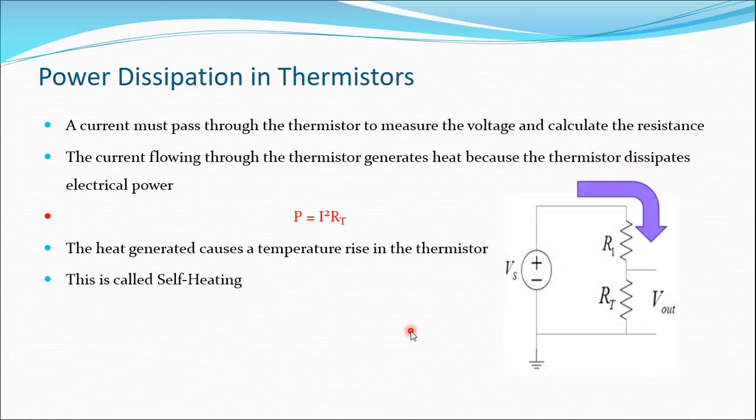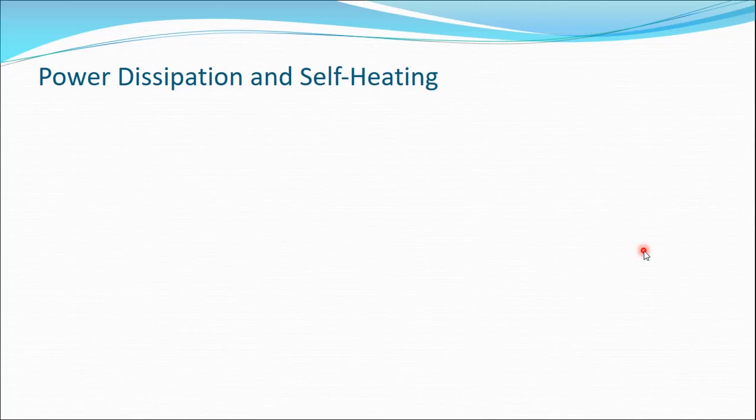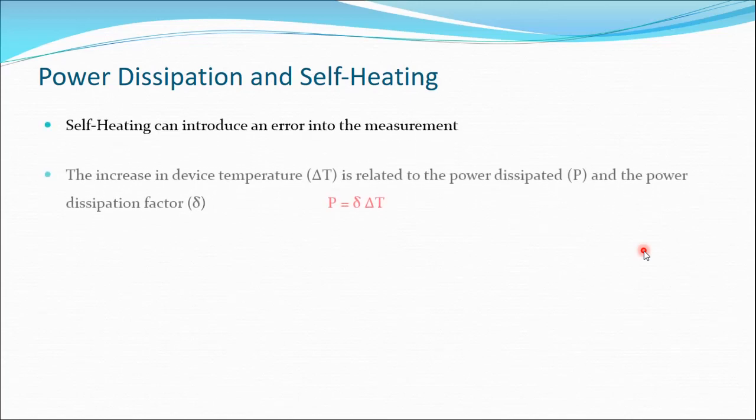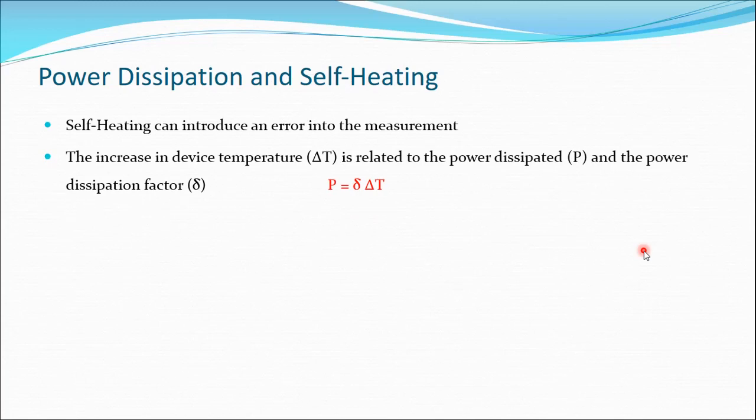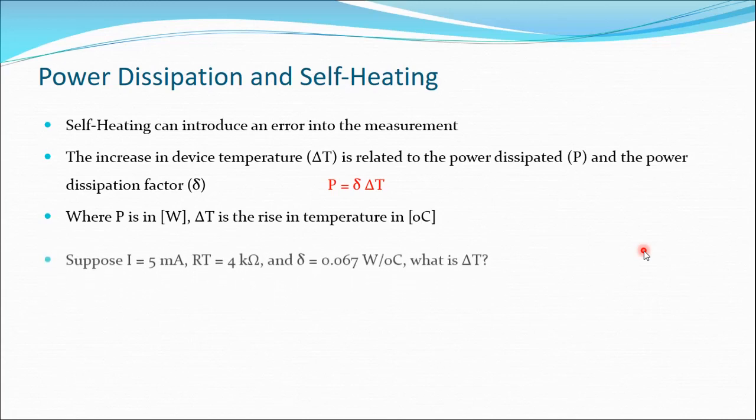So here you can see the path of flow of current of the circuitry will be like this. So self-heating can introduce an error into the measurement. So the increase in device temperature del T is related to the power dissipated P and the power dissipation factor del. P is equal to del into del T, where P is in watts and del T is the rise in temperature in degrees Celsius.